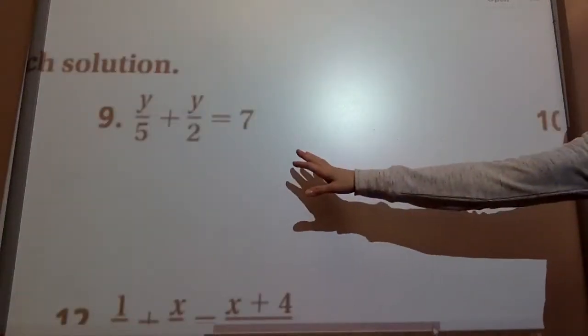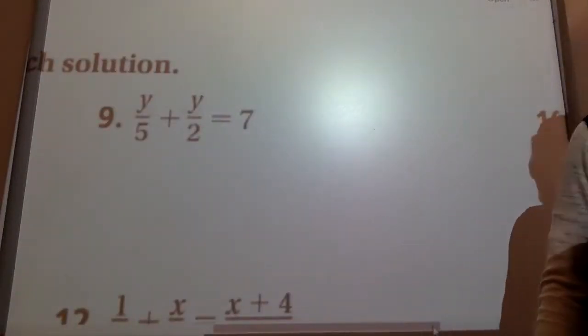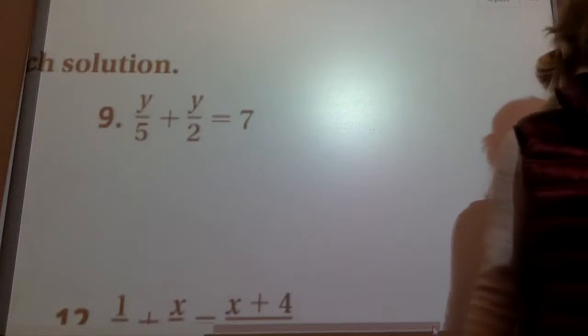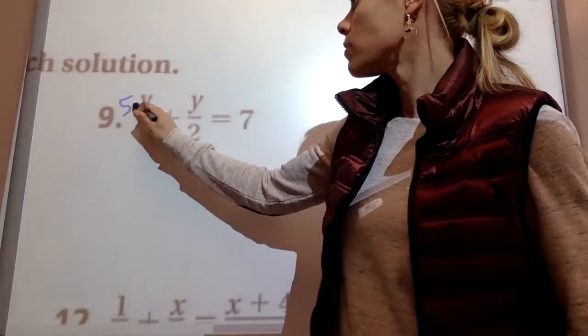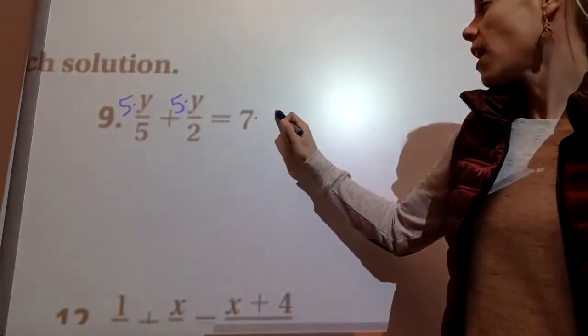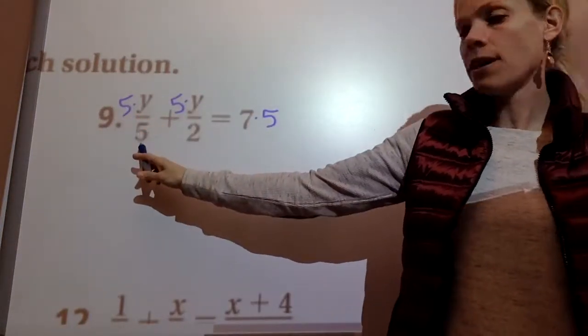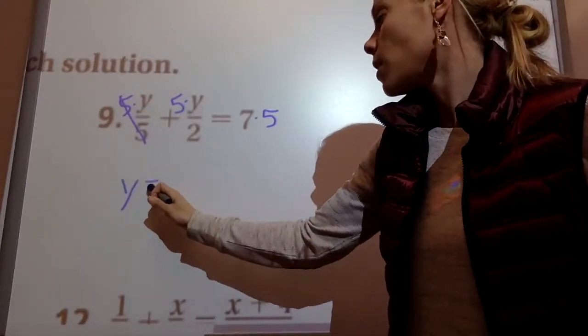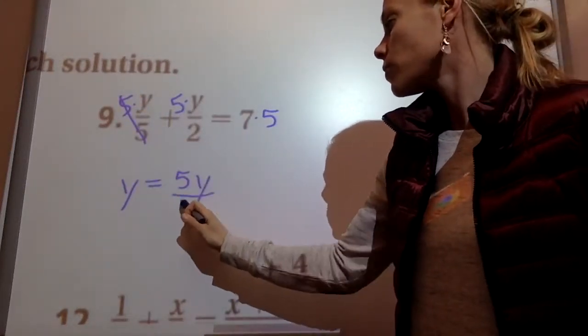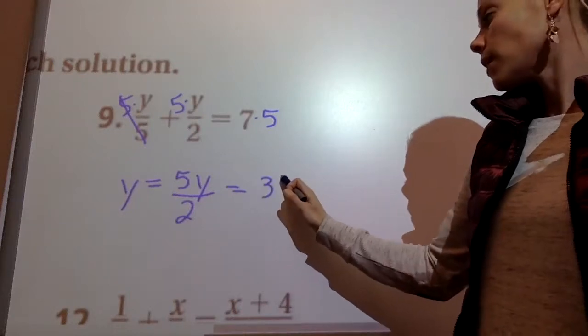And so again, what do I have on the bottom? I have a 5 and I have a 2. Which one do you want to do first? 5. So I'm going to take every single term times 5. But if I have a 5 on top and bottom, what happens? They cancel out, so I get this. y equals 5y over 2 equals 35, okay?